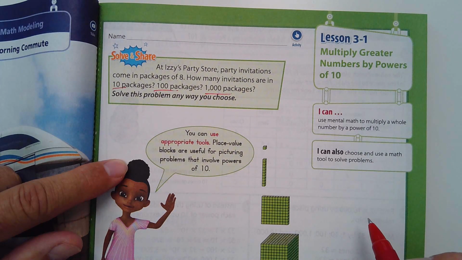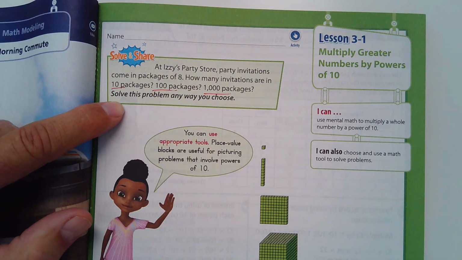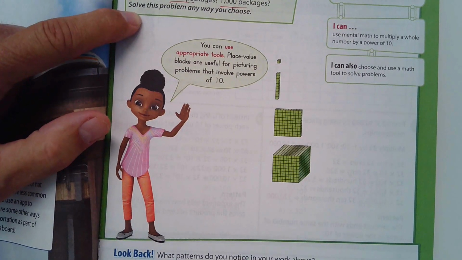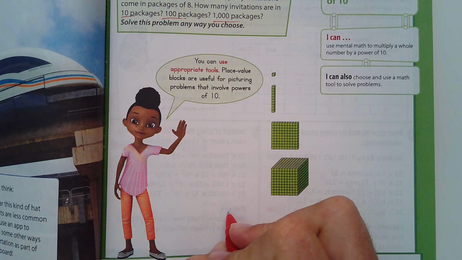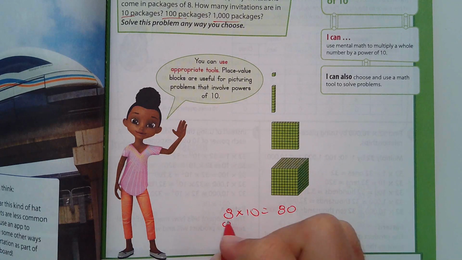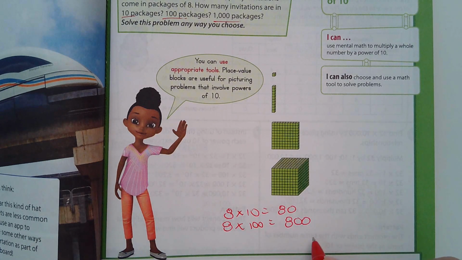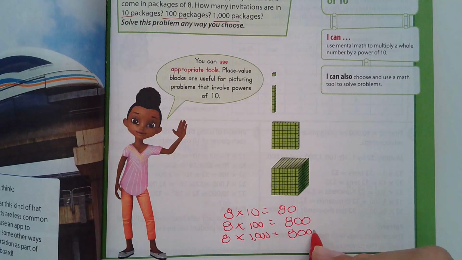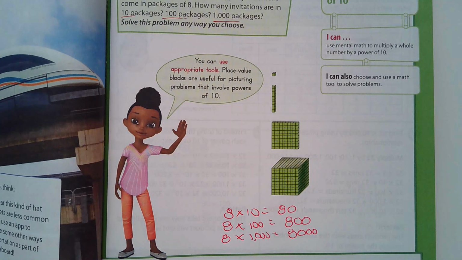Well, so party invitations come in packages of 8. Well, what's 8 times 10? I'm just going to write this down here. 8 times 10, you know that's 80. What's 8 times 100? That's 800. And 8 times 1,000, that is 8,000. You should be noticing a pattern.